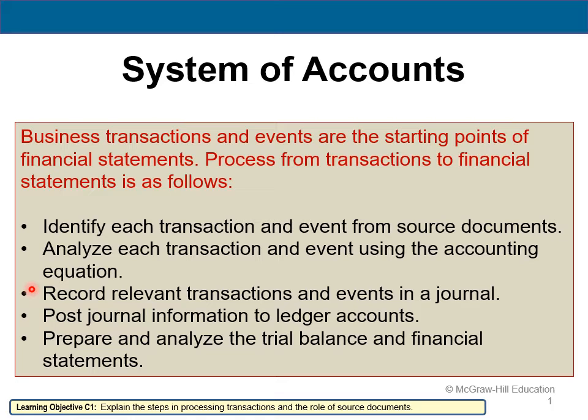Record relevant transactions and events in a journal. So this is your journal entry. We'll spend a lot of time recording journal entries. We'll talk about the process of posting to the ledger, and then the preparation of a trial balance. But in my class, we're going to spend most of our time making sure that we can accurately record the transactions and events in a journal, i.e., can we properly record journal entries?